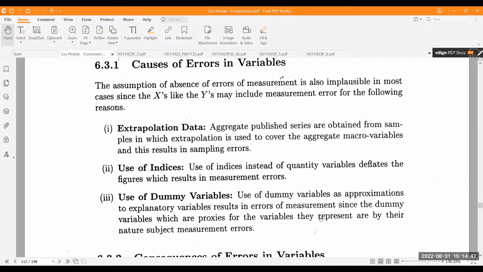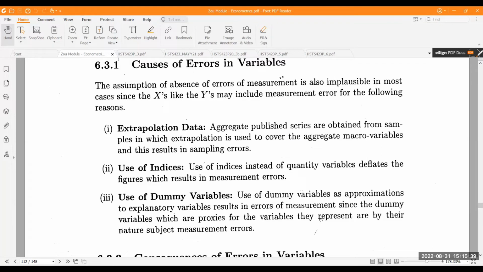Now, let's look at causes of errors in variables. The assumption of absence of errors of measurement is also implausible in most cases, since the x's, like the y's, may include measurement errors for the following reasons. Number one, extrapolation of data. Aggregate published series are often from samples in which extrapolation is used to cover the aggregate or macro variables, and this results in sampling errors. Okay, that's one of the causes.